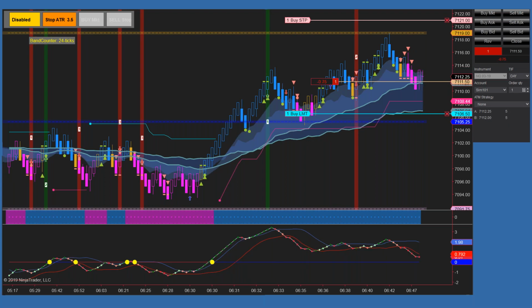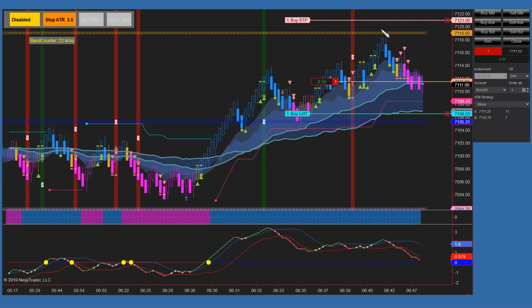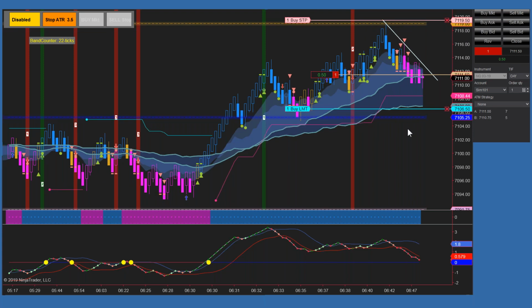Oh, there's a little bit of a bounce going on. Come on, sellers. So what I don't really want to see is a breach of that little trend line. I could adjust my stops ever so slightly.